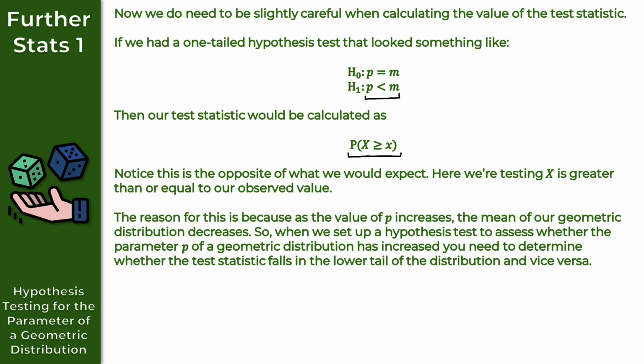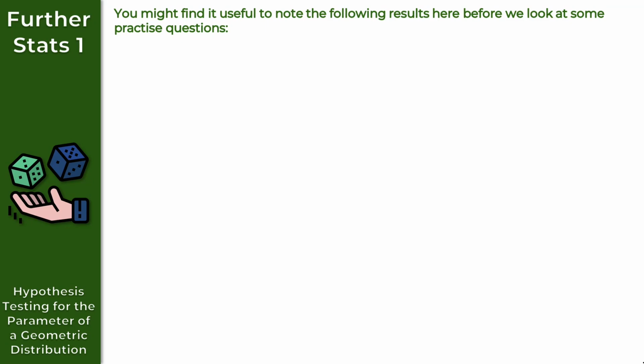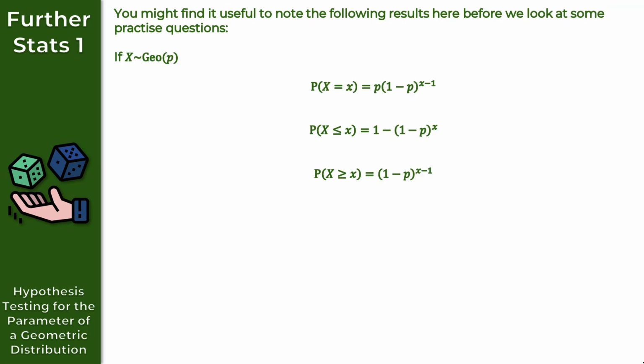And vice versa. Now you might find it useful to note the following results before we look at some practice questions. If X follows a geometric distribution with the parameter p, we can use the following three results. Hopefully you are familiar with all three, because we saw these in a little more detail when we introduced the geometric distribution. Other than that, that gives us everything we need for our introduction to hypothesis testing for the parameter of a geometric distribution. So let's take a look now at some practice questions.